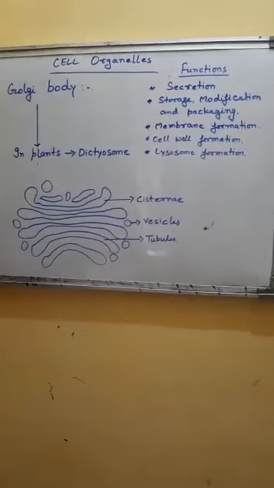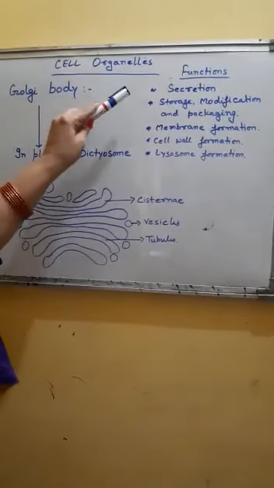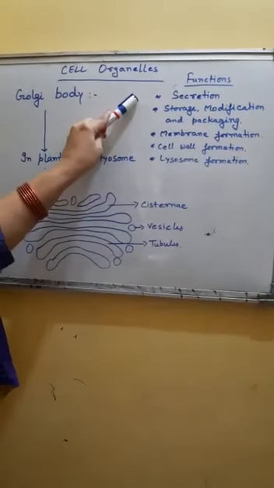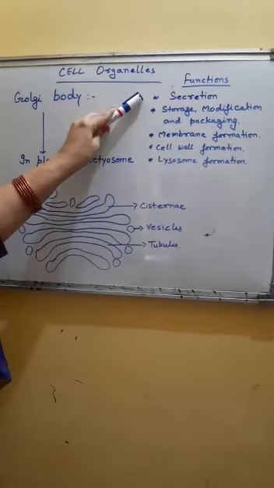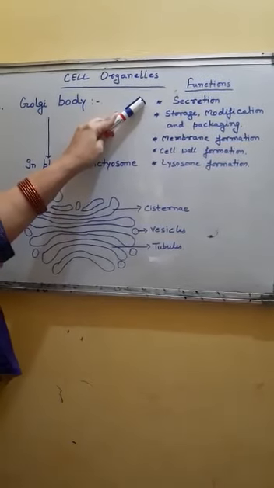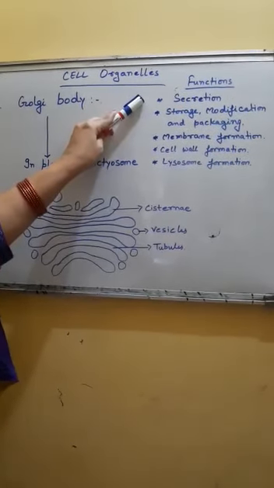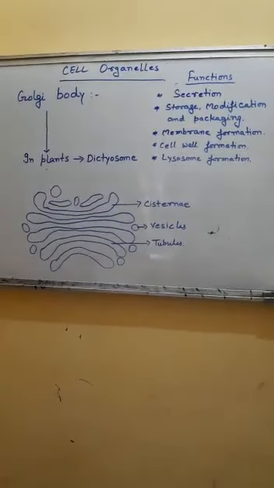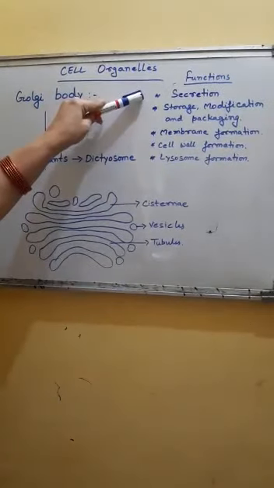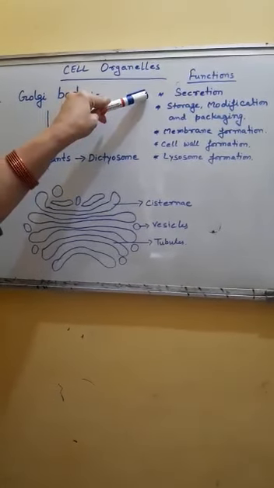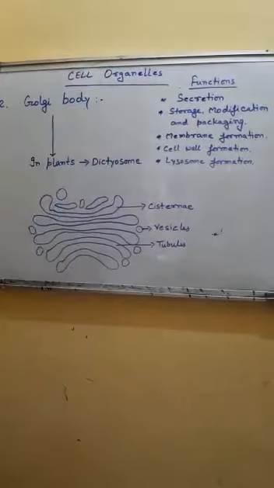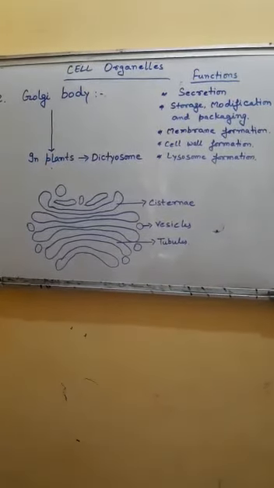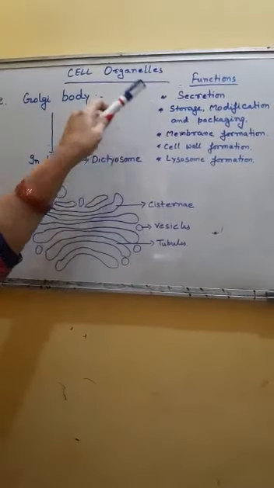Other functions of Golgi complex are, the very first is secretion. The proteins synthesized in endoplasmic reticulum are just stored in Golgi complex, and lipids, polysaccharides, everything prepared inside endoplasmic reticulum is stored inside the Golgi complex, and whenever and wherever it is required, it is released from Golgi complex. So the most important or the basic function of Golgi complex we can say is secretion.